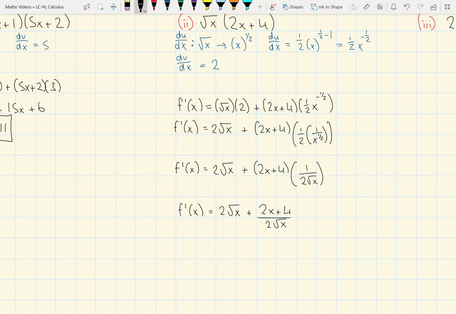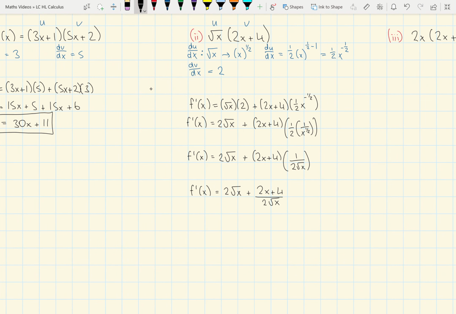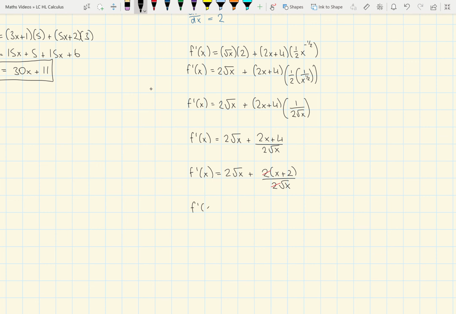So I see for my fraction there, I have 2 in common. So I'm going to factorize out on top. So we get 2 root x plus 2, bracket x plus 2, all over 2 root x. So my 2 and my 2 will cancel. So then I'm left with x plus 2 over root x. Tidy up again. So we get x over root x plus 2 over root x.